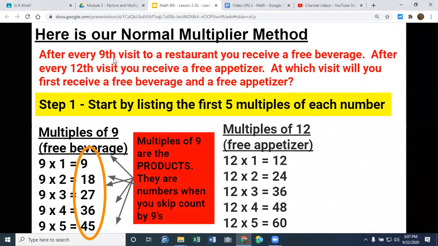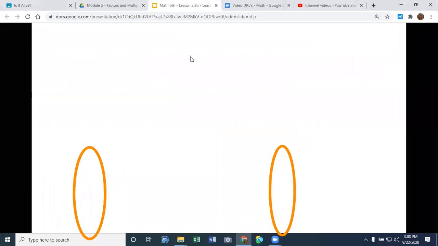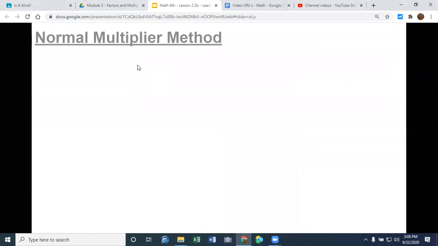Okay, and then we do it with the 12s. The answers, 12 times 1, 12 times 2, 12 times 3, those are the first numbers we circled on our chart. And then we have to find a match, right? Do we see a match? Do you see it? Should be 36, right? Bring it back.